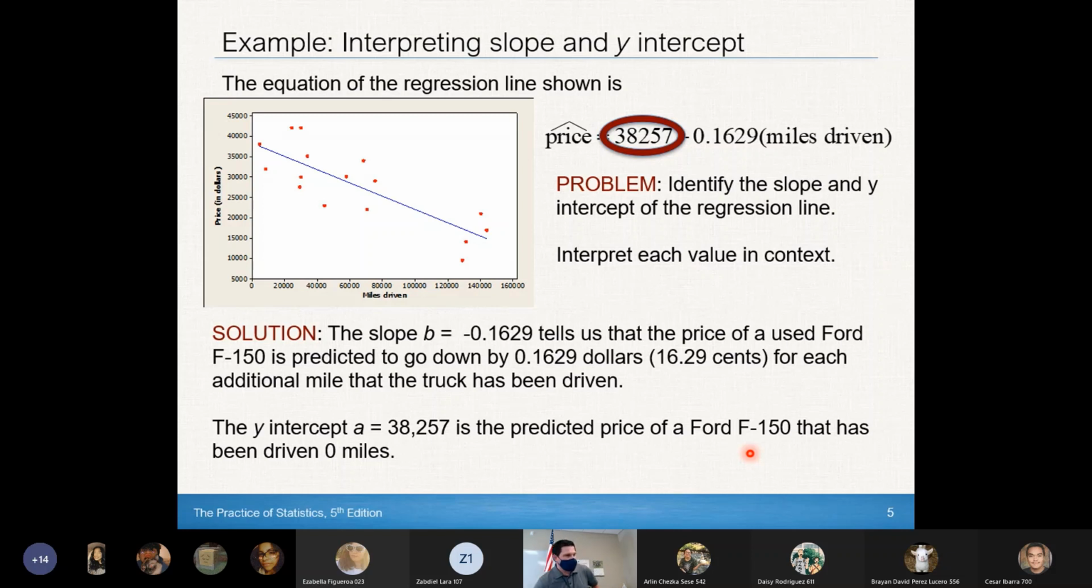The value of b, this negative slope, is not the same as the correlation. Those are going to be different values. The correlation r tells us how close to a linear model the points are. The slope is the actual slope of the line. For each unit change in x, how much does y change? Now, if you have a negative association, r is negative, and your slope should also be negative. If you have a positive association, you should have a positive slope.